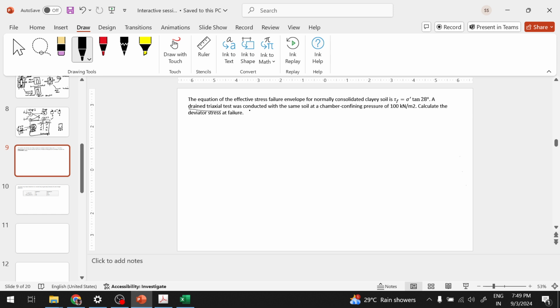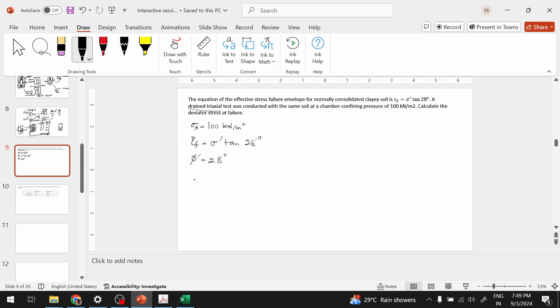A drained triaxial test was conducted with the same soil at a chamber confining pressure of 100. So sigma 3 is equivalent to 100 kilonewton per meter square. And for the same soil, the effective stress envelope is tau f equals sigma dash tan of 28 degrees. So from here, we can see that phi dash is equivalent to 28 degrees. Calculate the deviatoric stress at failure.